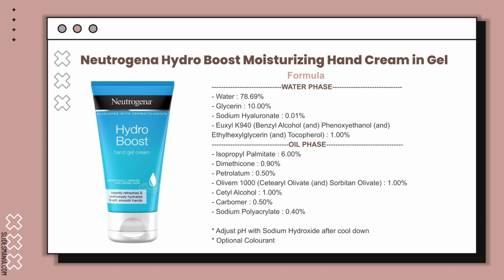Isopropyl palmitate, a light and non-greasy main emollient in the formula, is also added at a high percentage above 5%. Other emollients and thickeners are added minimally at under 1% each to achieve the light, watery, transparent texture.